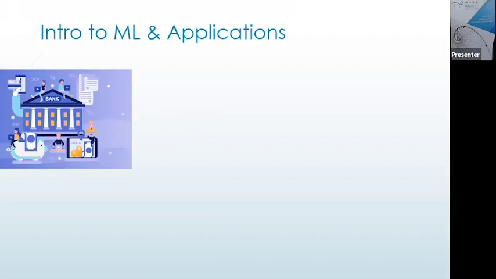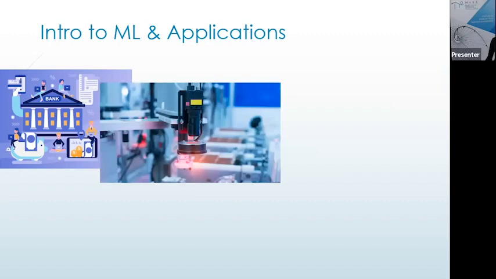Oftentimes when we hear of machine learning, we think of its applications. Machine learning is applied in the bank. One example today is when you apply for a loan online and you get a pre-approval, whether you meet the minimum requirements or not. Machine learning is also applied in the manufacturing industry to do quality assurance of the product as it moves from one line to the next area.